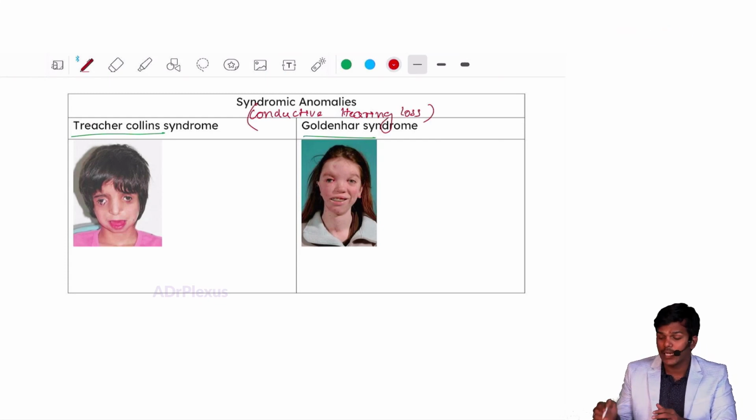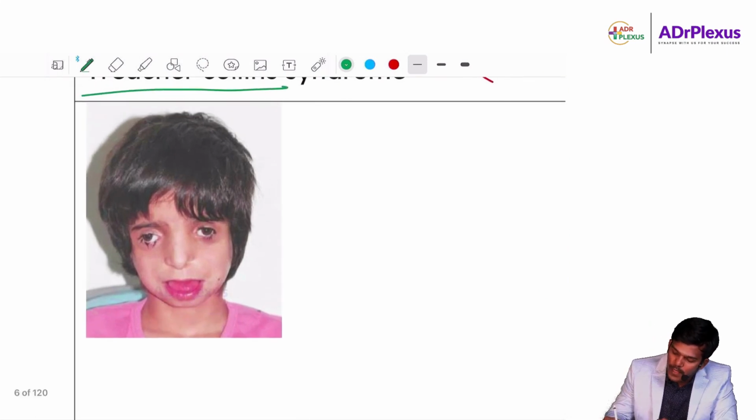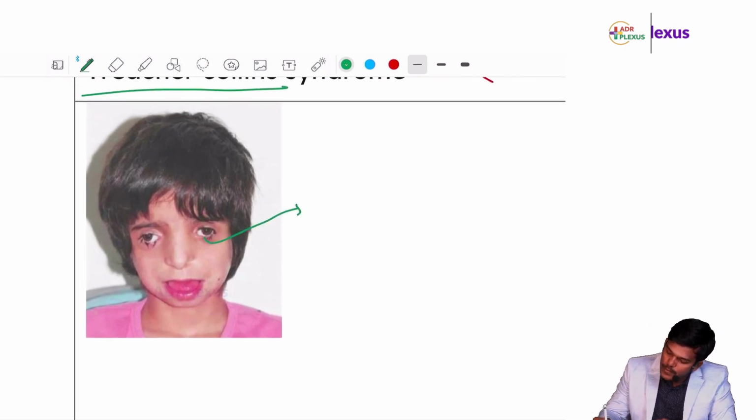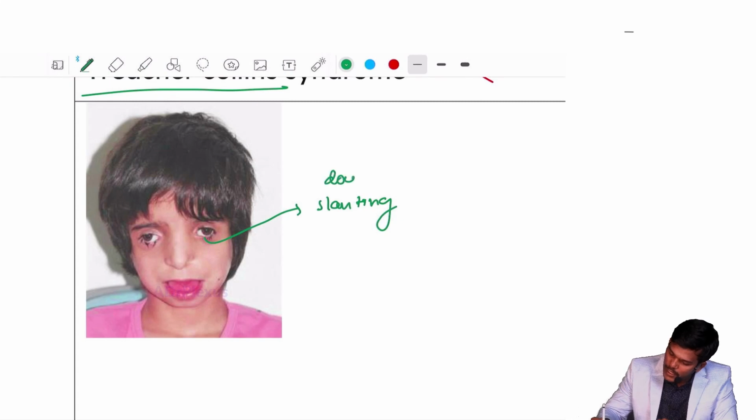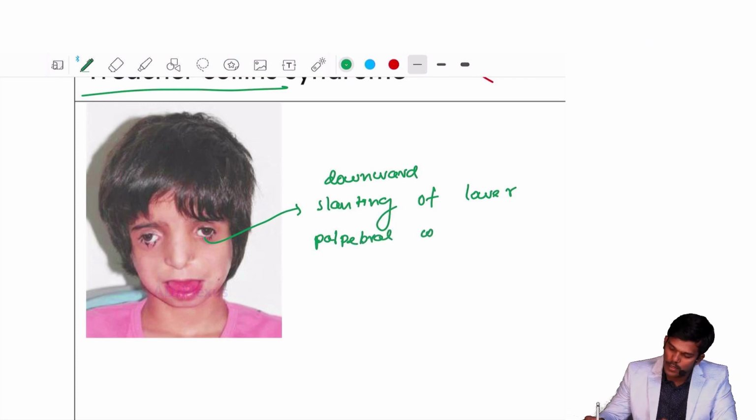Because here there is defective first and second pharyngeal arch formation. So what are the features of Treacher-Collins syndrome? You just look into this picture. Downward slanting of lower palpebral conjunctiva.